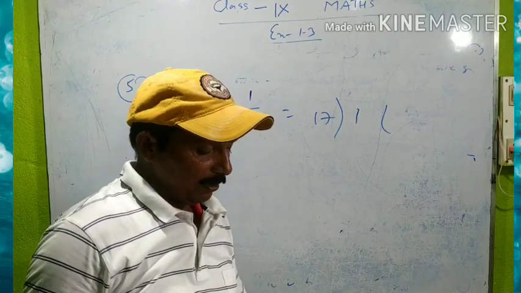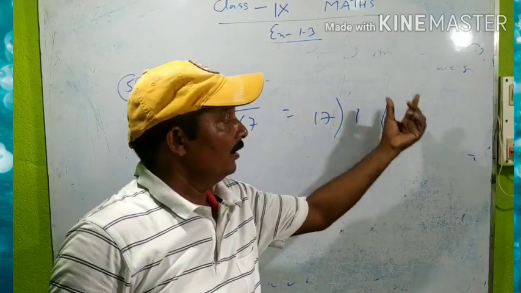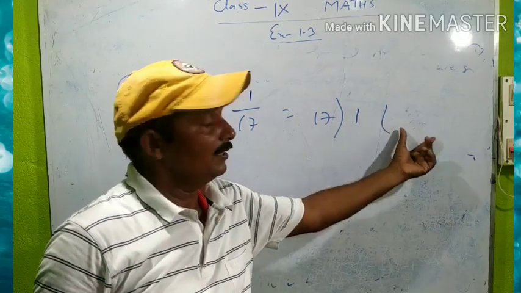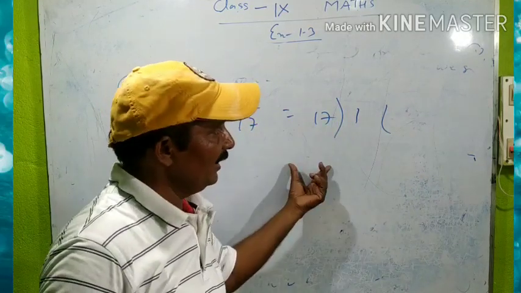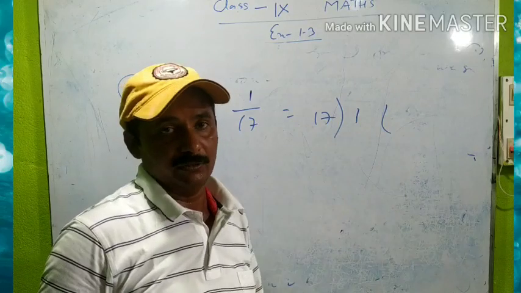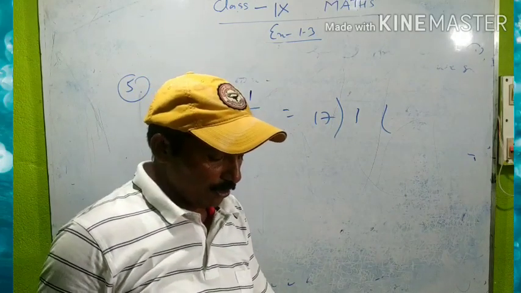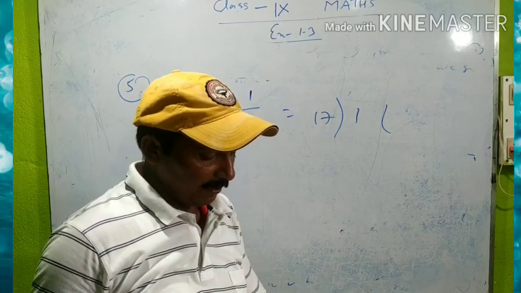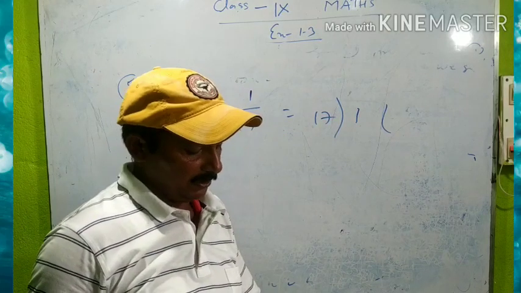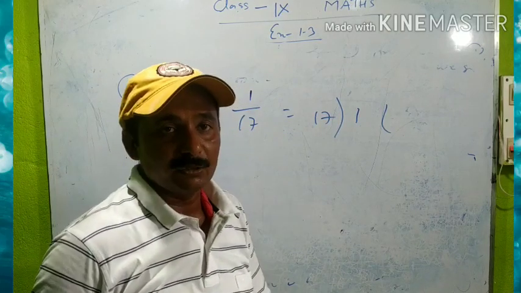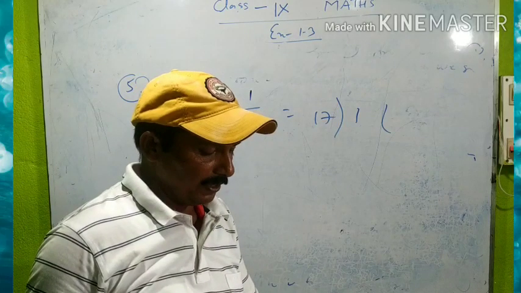The repeating block of digits: you will count how many repeated digits are there in the quotient. So simply you will divide and count the repeated digits. This is the answer for question number 5. Now question number 6: what can be the maximum number of digits in the repeating block of digits in the decimal expansion of 1 by 13? I think questions 5 and 6 are similar, so like 5, 6 also should be done here.